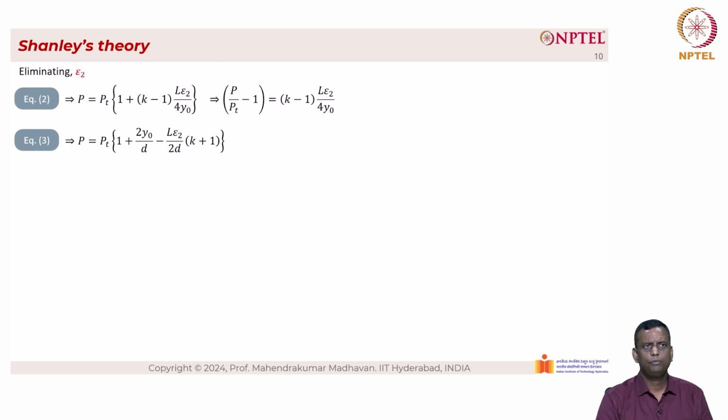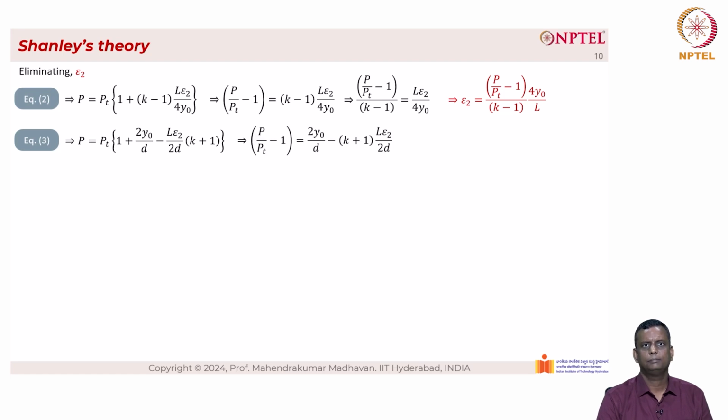So when we do so, we have P by P sub t minus 1 is equal to k minus 1 into L epsilon 2 divided by 4y naught. This when we further simplify it, P by P sub t minus 1 divided by k minus 1 is equal to L epsilon 2 divided by 4y naught. So we get epsilon 2 is equal to P by P sub t minus 1 divided by k minus 1 into 4y naught by L.